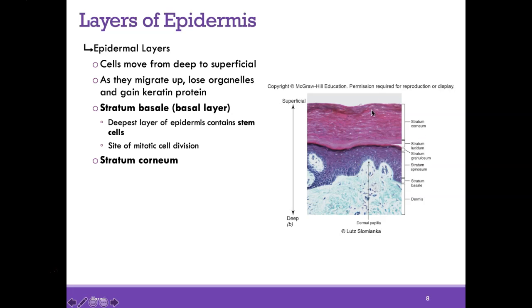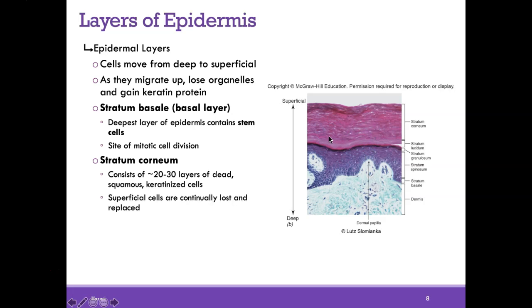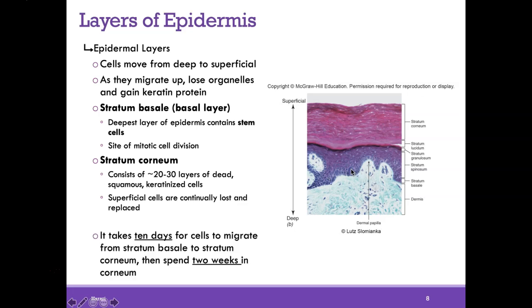Meanwhile, on the most superficial end, we have the corneal layer, or the stratum corneum. And the stratum corneum consists of up to 30 layers of dead, scaly, keratinized squamous cells that is very resistant to abrasion. But again, what we have here is from down here, we have these cells with organelles and not much keratin. But as they migrate up through the stratum spinosum, granulosum, the lucidum layer, they lose all their organelles and gain more and more keratin until they are fully keratinized. And these keratinized cells on the superficial layer are continually lost and replaced by the cells that grow deeper.